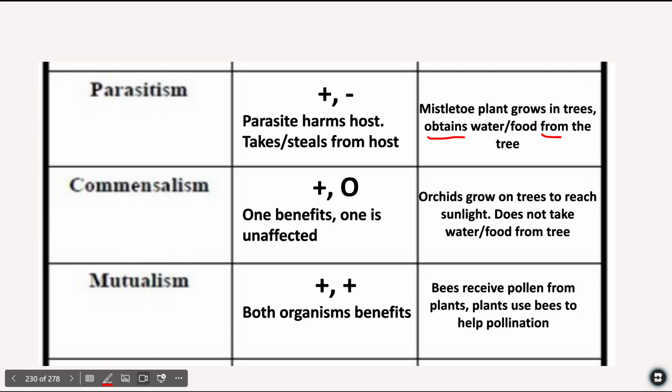Commensalism. The orchids grow on trees to reach sunlight, so the orchids benefit. The tree is not being stolen from, so it does not lose water or food. So it's not hurting the tree. It's just using the tree to get a little bit more sunlight. Mutualism. Bees receive, plants use. They both benefit from this relationship.